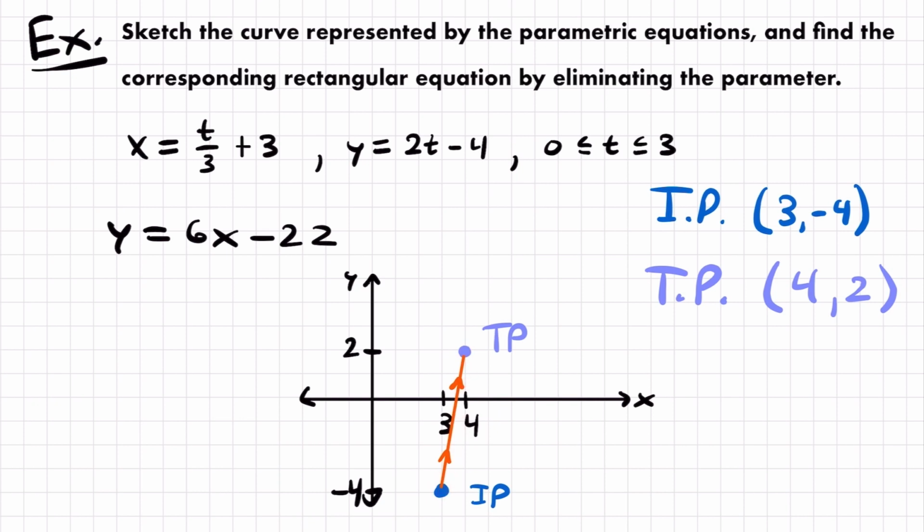Okay, and so with that, we have now officially sketched the curve represented by these parametric equations. And then of course the other part of our problem was to find the corresponding rectangular equation by eliminating the parameter. That is this equation right here that we found at the very beginning. Okay, and so with that, let's take a look at another example.